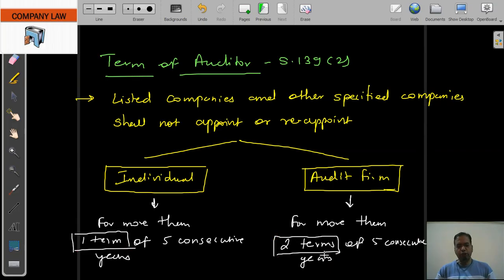So an individual to be appointed as the auditor can only be appointed for a term of 5 years, and an audit firm can be appointed for 2 terms of 5 consecutive years, because in audit firms you will have different partners as the auditors, but the same partner should not be there for the 2 consecutive terms.